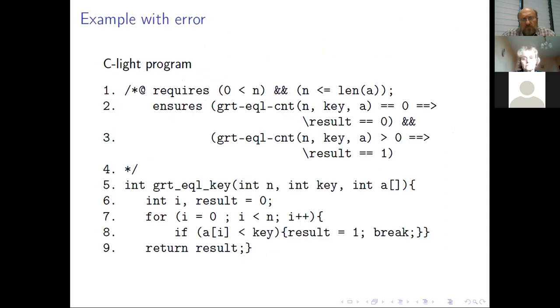Let us consider this example. The specification of this function tells us that this function checks the existence of an array element that is greater than or equal to k. But there is an error in this function in line 8. We should use the opposite if condition in this case.